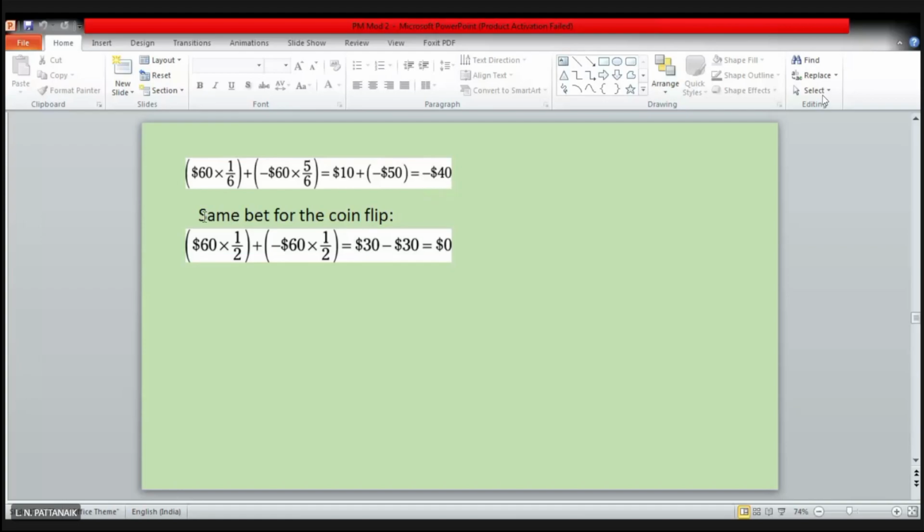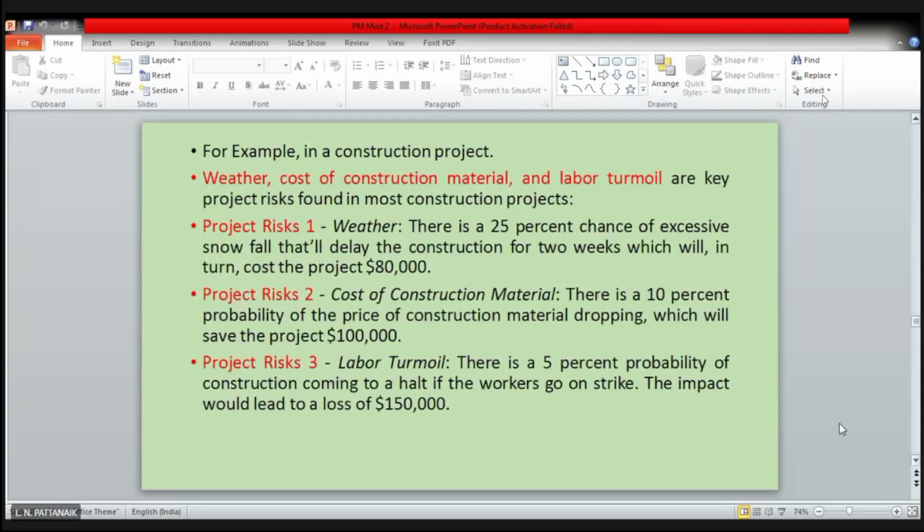Similarly, suppose you extend the same problem, the same game, to flipping a coin. As you can see, the EMV is 0. You are at less risk compared to rolling a die. So this is a simple calculation which tells us, whenever we have alternatives, how to find the expected monetary value of the project and how to take the best decision in its interest.